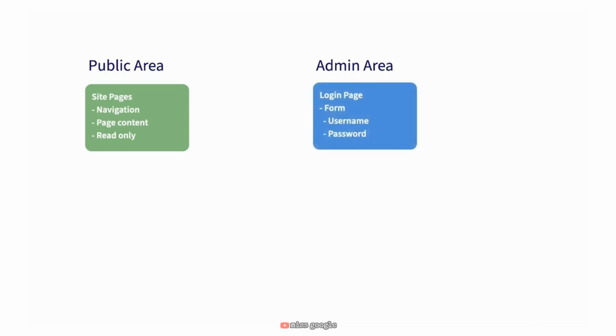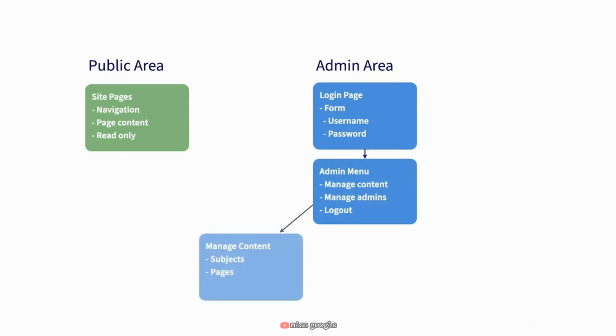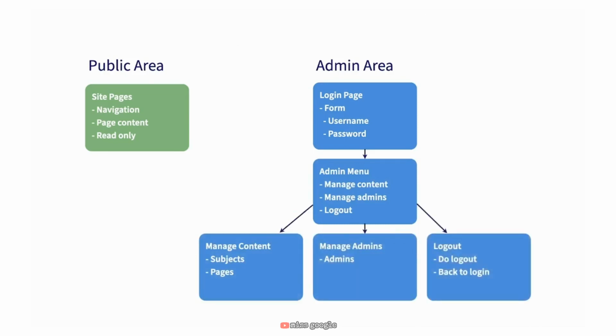Now on the other side, we have the admin area. The admin area is going to be password protected. So we're going to need a login form. We're going to need to have a username and a password to get in. And then once we're in there, we'll be able to manage the different pieces of content. We'll be able to manage the subject and pages content, manage which admins are allowed into the staff area, and then we'll also be able, of course, to log out as well.